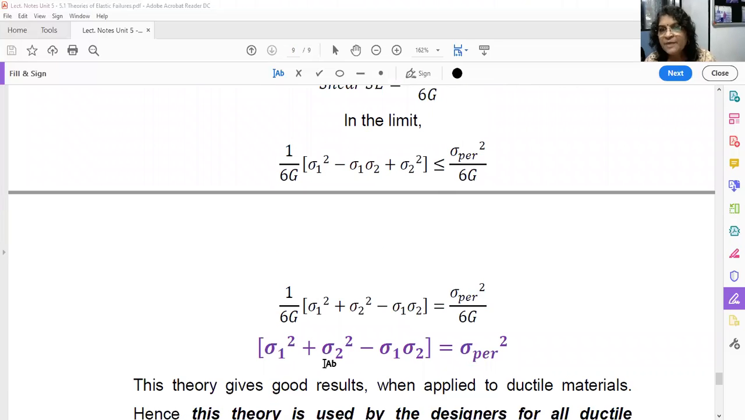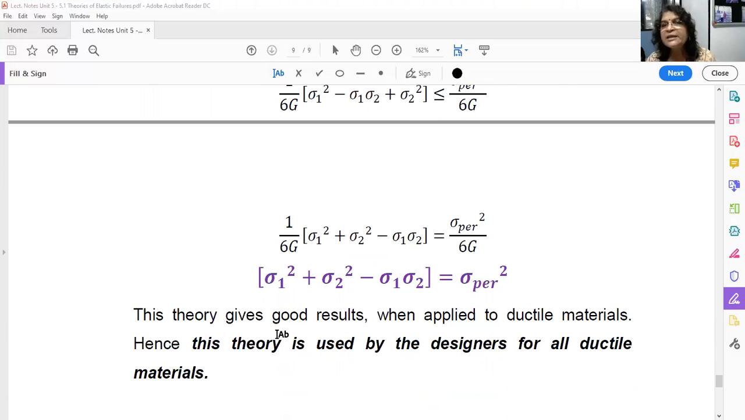Sigma 1 square plus sigma 2 square minus sigma 1 sigma 2 is equal to sigma permissible square. Okay. So this theory gives good results when applied to ductile materials. Hence, this theory is used by the designers for all ductile materials.